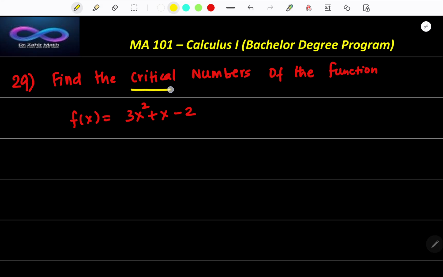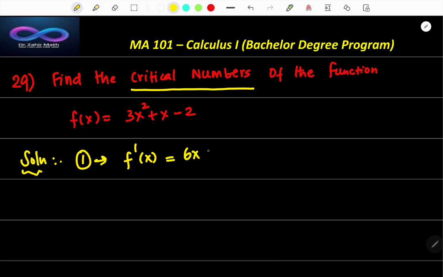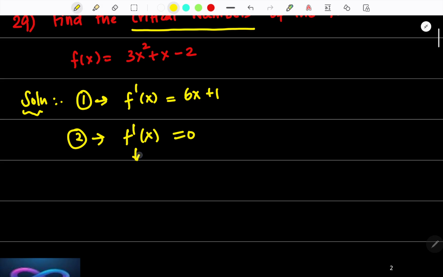Find the critical numbers. Points or numbers, both are the same. Find the critical numbers of the function f of x equals 3x square plus x minus 2. Let's go to the solution. Step number 1 is find f dash of x. Derivative of 3x square is 6x, plus 1. Step number 2, f dash of x is equal to 0, which is 6x plus 1 equal to 0.